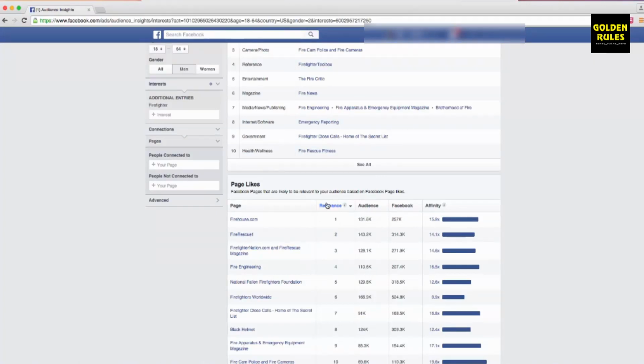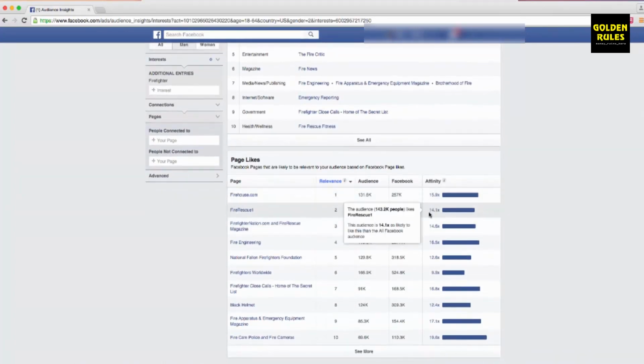Now you can see I'm sorted by relevancy. That's a mixture of the audience and the affinity. It gives me the relevancy. You can see that this has got a higher affinity than this one. Even though it's a smaller audience, it gets bumped to number one. But some of the ones down here, like this one, huge audience, right? But the affinity is lower. So it's number six. So that's something to pay attention to.